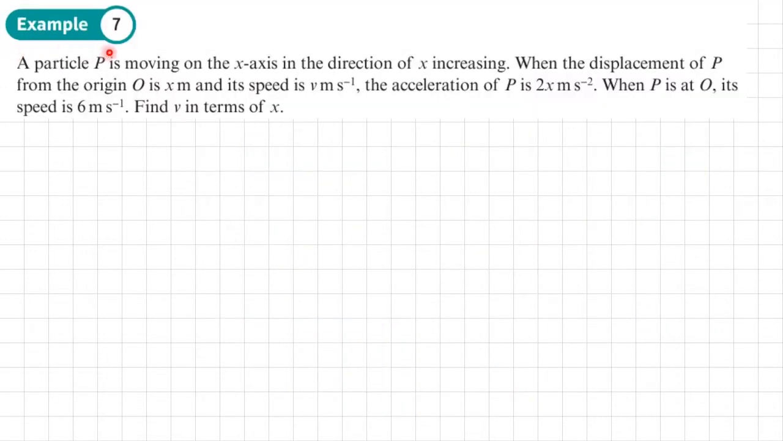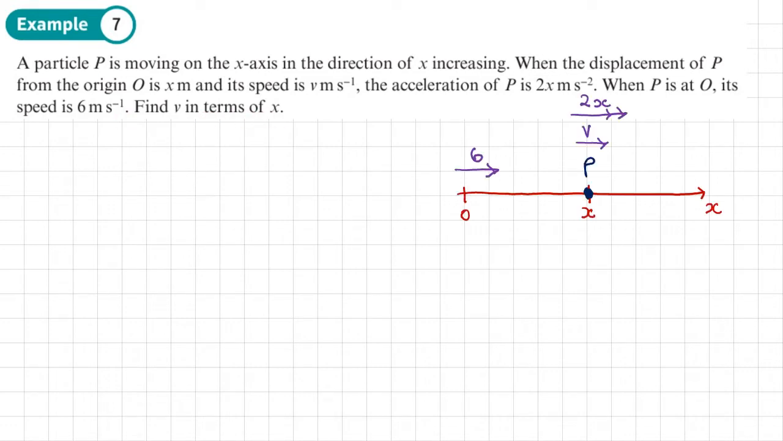Example 7. A particle P is moving on the x-axis in the direction of x increasing. When the displacement of P from the origin, O, is x meters and its speed is v meters per second, the acceleration of P is 2 meters per second squared. When P is at O, its speed is 6 meters per second. Find v in terms of x.